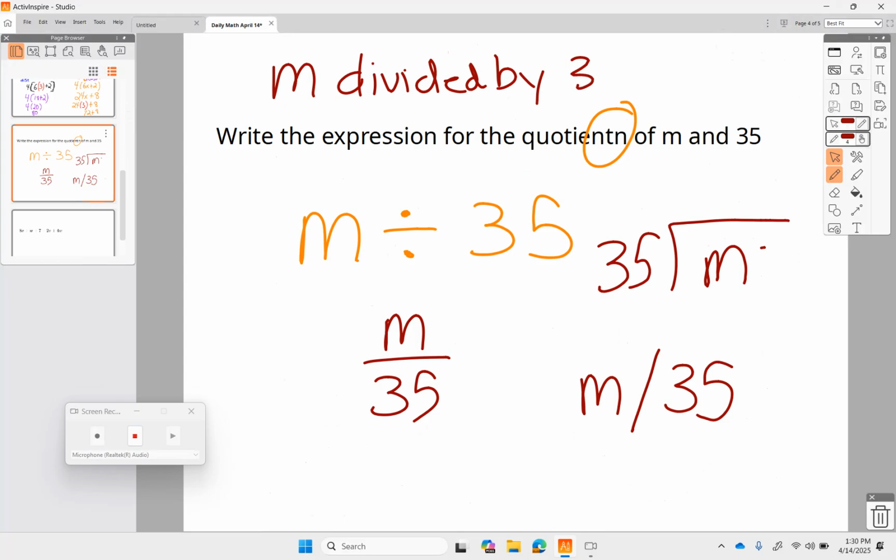I want to point out, guys, that is not going to count when we're asking you to write an expression. When we're asking you to write an expression, we're asking you to use math symbols. Okay? We got this one? Yep.